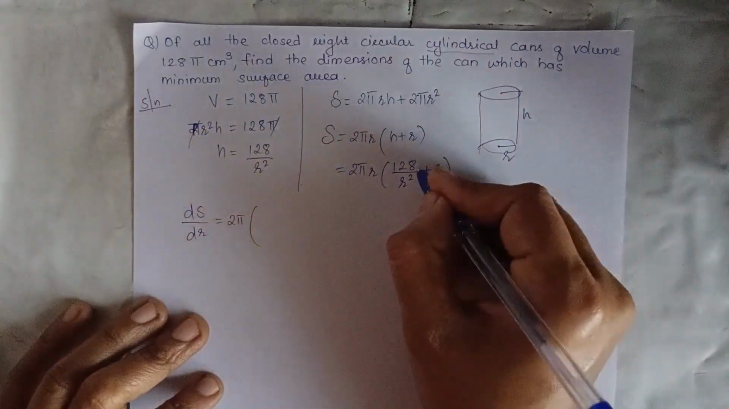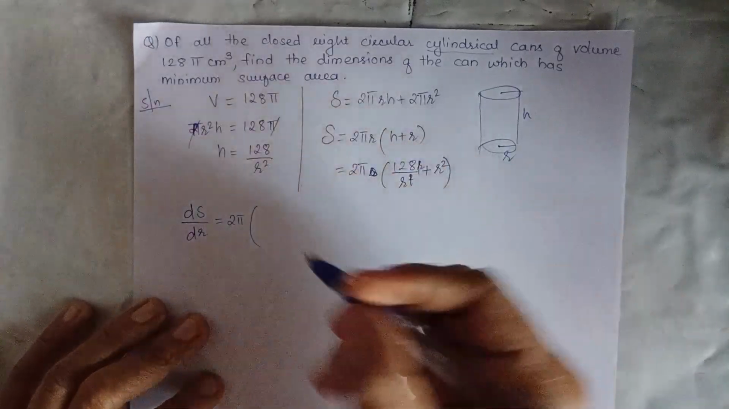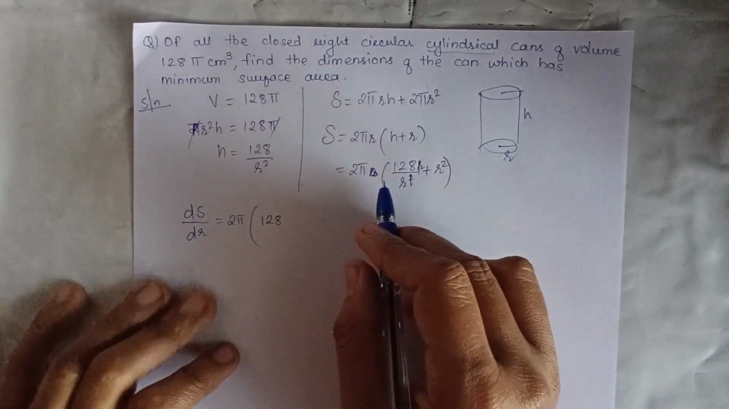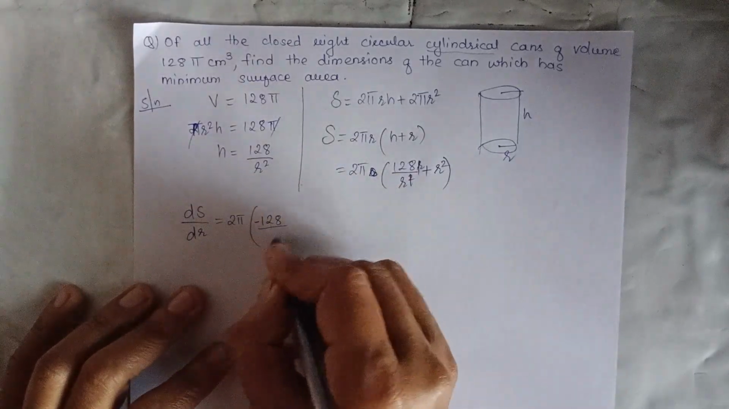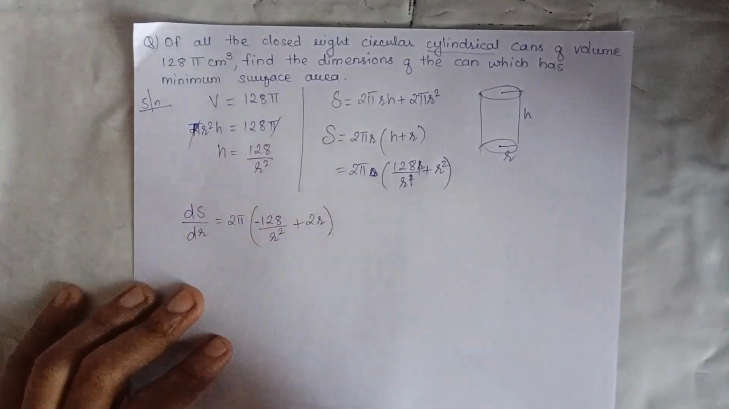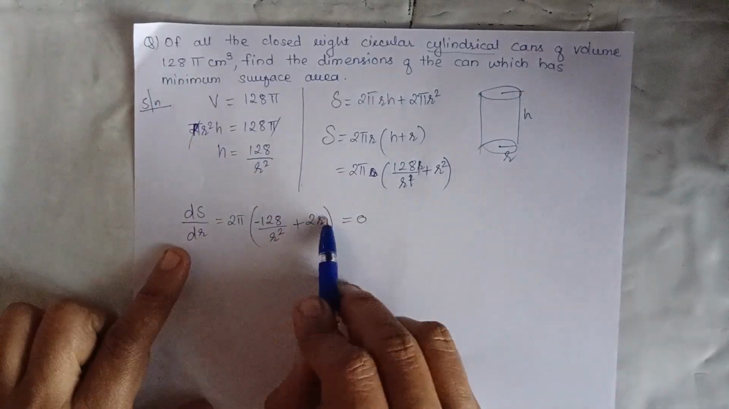So if I take this r inside, 1 upon r is r to the power minus 1, so minus 1 upon r square, plus 2r. Okay, so we have to put this equal to 0 and we have to find the value of r.